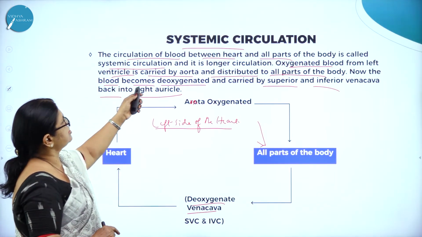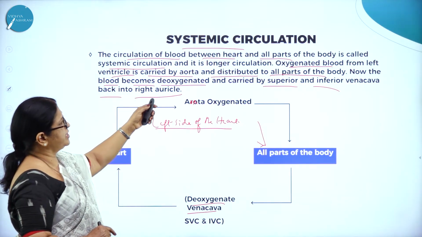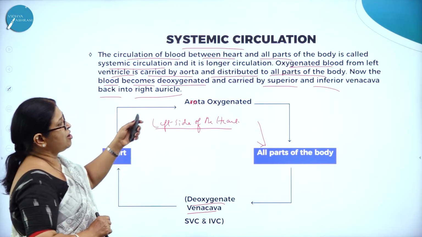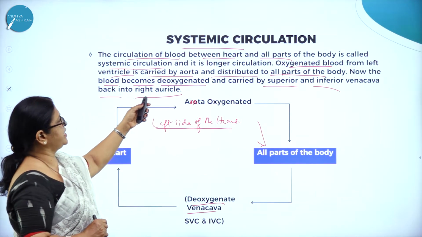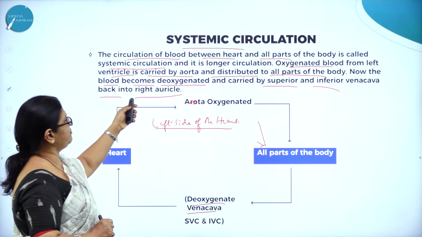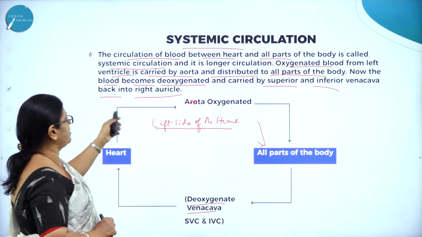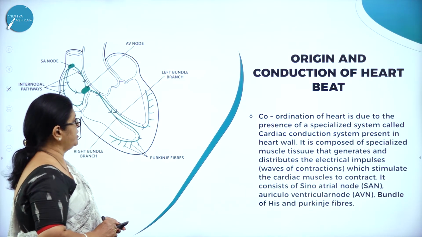So the circulation of blood between the heart and all parts of the body is called systemic circulation, and it is a longer circulation. Oxygenated blood from the left ventricle is carried by the aorta and distributed to all parts of the body. Now the blood becomes deoxygenated and is carried by the superior and inferior vena cava back into the right auricle.